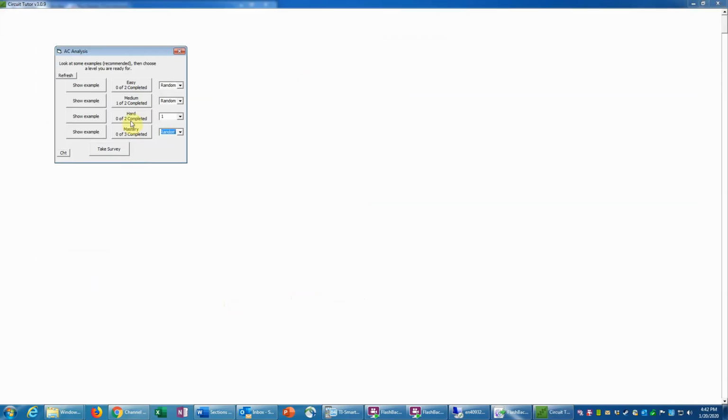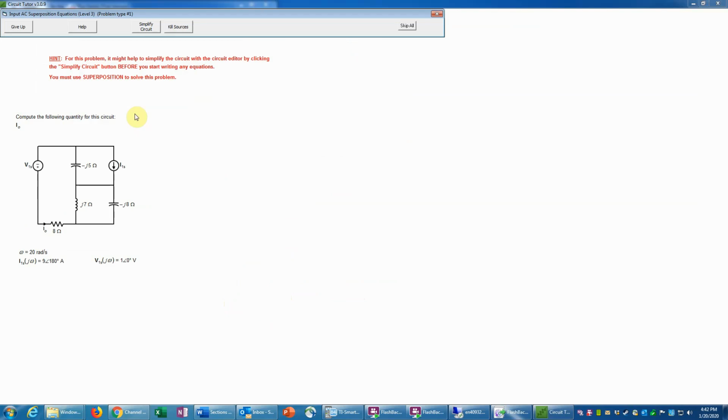So now let's work an actual problem of that type at the hard or level 3. So now we see that we are asked to do superposition here. And it says we must use superposition to solve this problem. So we basically want to think about, first of all, remember the most important thing is, can we simplify the circuit before we start superposition? You always want to do it now, before we start jumping in and killing sources, if it's possible.